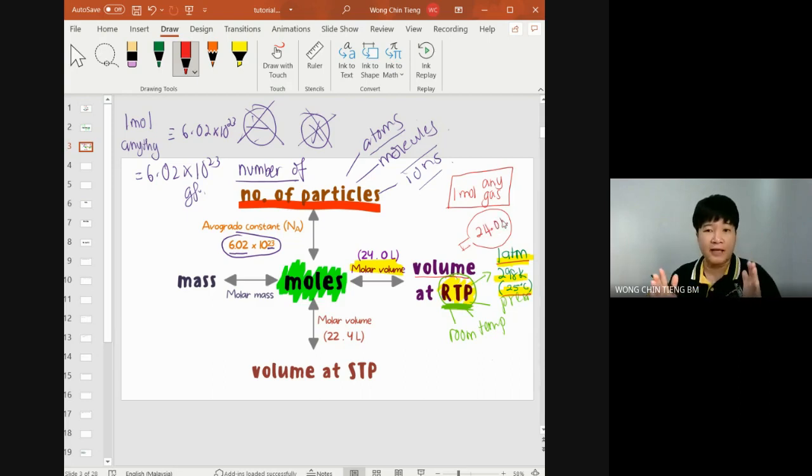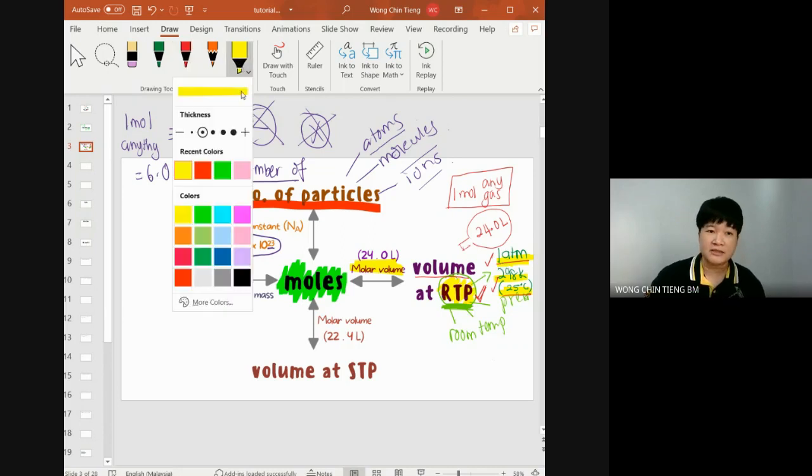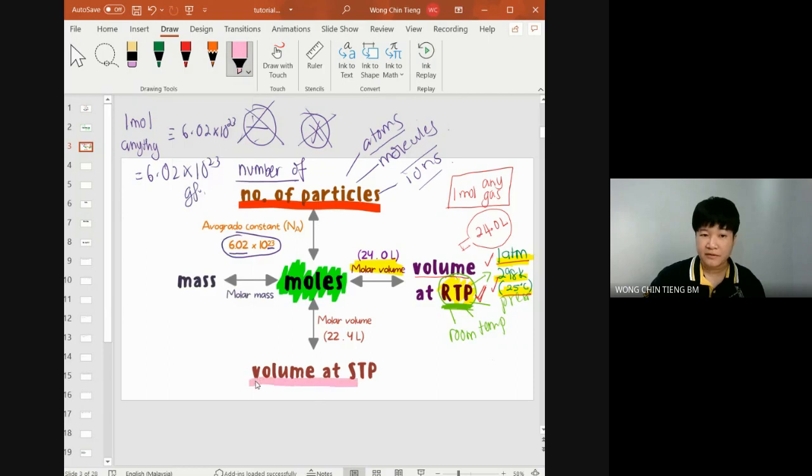Because 1 mole of gas, no matter what gas, in this condition, RTP, 1 atm and 25 degrees Celsius, will take up 24 liters of space. 1 mole of oxygen gas equals 24.0 liters. 1 mole of carbon dioxide gas equals 24.0 liters. As long as they are gas and they are 1 mole. And vice versa, now there is STP. If RTP was room temperature and pressure, what does STP stand for?